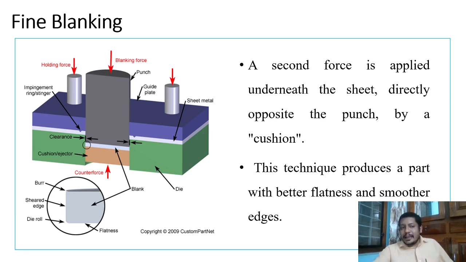In fine blanking, a counter force is provided in the gap between your die and punch, where the material has to be stripped out. So slowly only your punch force is going to act on the sheet. You are providing a cushioning effect with the help of the counter force, so that you can obtain a burr-free blank with a perfect edge cut. That operation is called fine blanking operation.